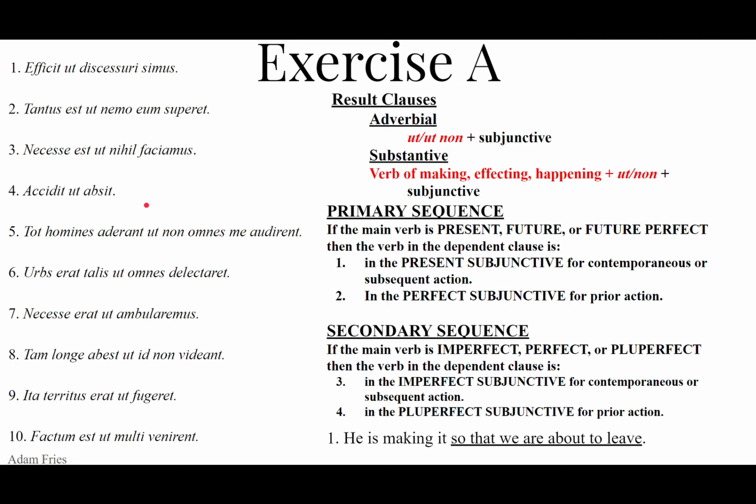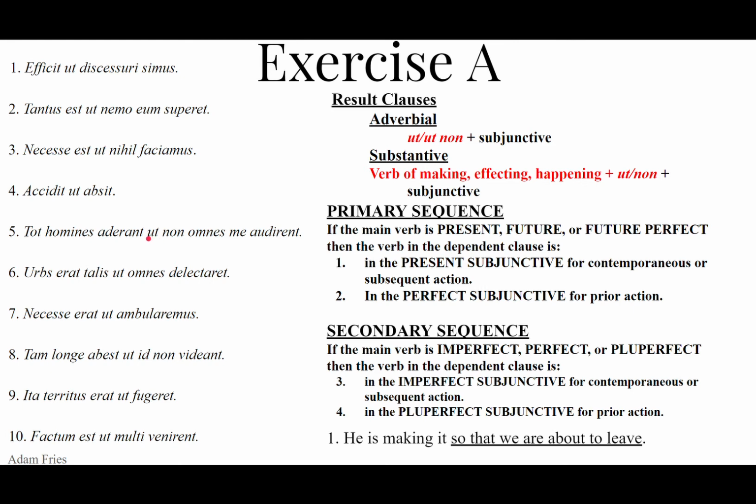Quinta, sententia quinta. Tot homines aderant, ut non omnes me audirent. Tot homines aderant, quot homines aderant. So many, tot, its correlative is quot. Quot is so, how many. Tot, so many. Tot homines aderant, so many people were present. Adsum, opposite of absum. So many people were present, secondary sequence. Quot homines aderant, how many people were present?